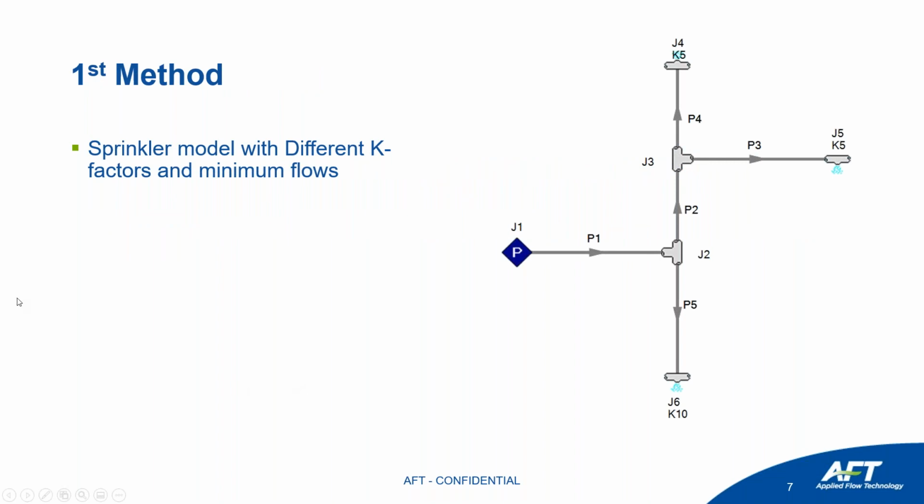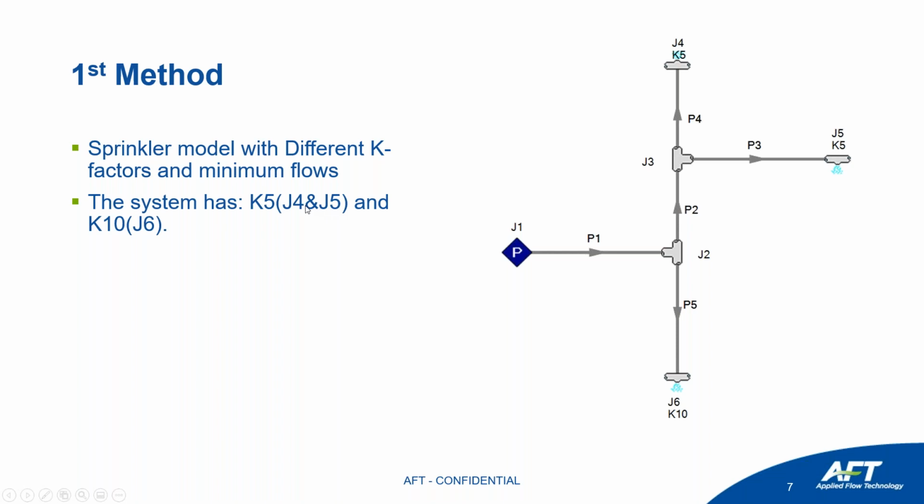Okay, so now let's start with the first method. Here we have a sprinkler model with different K factors. What do we have here? We have a pump pumping to a group of 3 sprinklers.